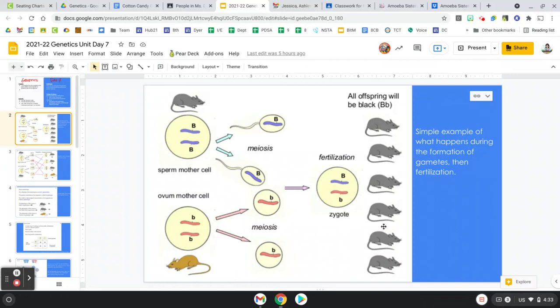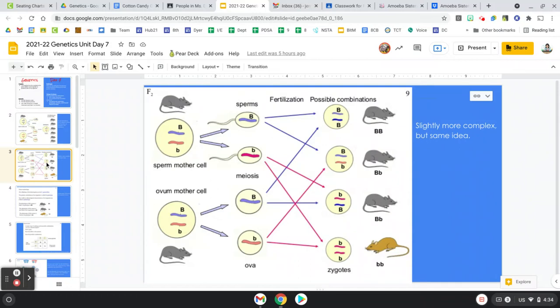That means that all of the offspring, no matter how many offspring they have, are all going to have the genotype of heterozygous, and they're all going to be black. So this is pretty simple. You probably don't have to have a Punnett square for this necessarily, and you can figure it out pretty simply just by looking at it. However, if we go on to the next slide, then we start to see that this gets much more complex.